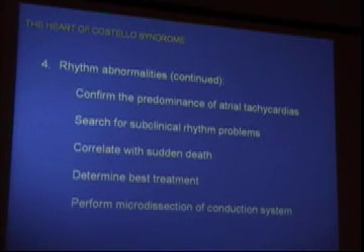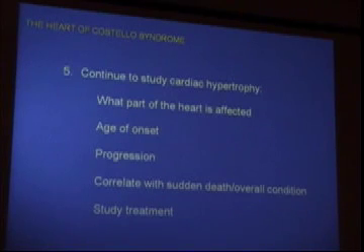Of the rhythm abnormalities, we want to confirm this predominance of atrial tachycardia. So I think we have. Look for the subtle rhythm problems or conduction problems. Think about sudden death, and what are the correlations? Determine best treatment. If there really is a best drug out there, Lisa, I'd want to know about it and shout it out and try to find it, but we need the help of the cardiologist; this is something for other people. Study cardiac hypertrophy: what part of the heart is affected, age of onset, progression, correlation to sudden death, younger children, and treatment.